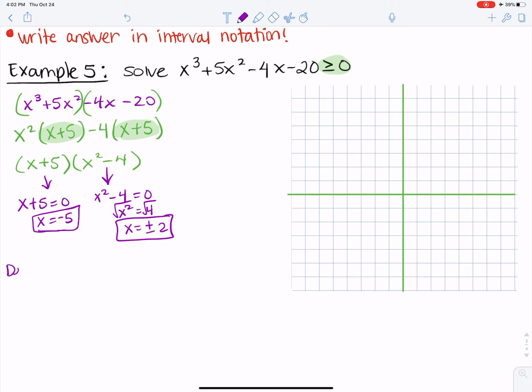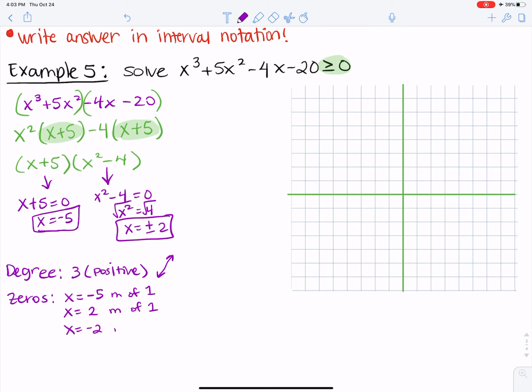And so now we need to identify a couple more things. Our degree is 3, so it's not even, it's odd, and the leading coefficient is positive. So that means it is a line going up. That kind of gives us our end behavior. The zeros are x equals negative 5 with a multiplicity of 1. I only have it one time. x equals positive 2 with a multiplicity of 1, and x equals negative 2 with a multiplicity of 1.